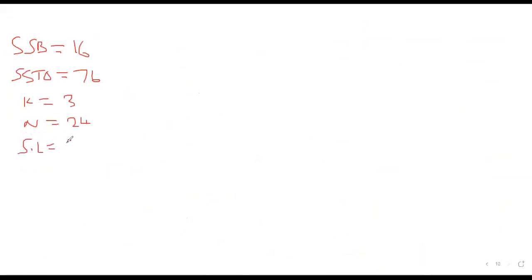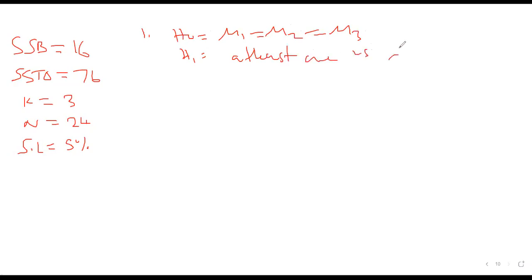So let's follow the steps. Step 1, state the hypothesis. Hypothesis is based on the number of treatments. So just say mu1 is equal to mu2 is equal to mu3. Then here say at least one is different. If our K was 5, we would have gone up to mu5. If our K was 10, we would have gone up to mu10, because this one determines our number of means.